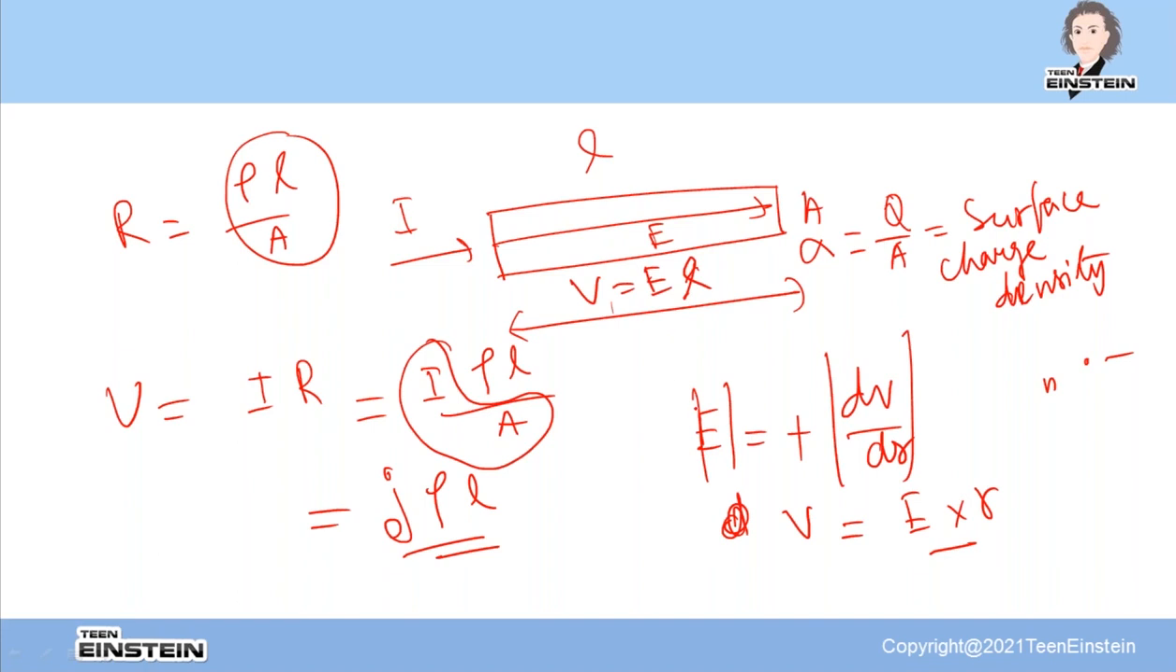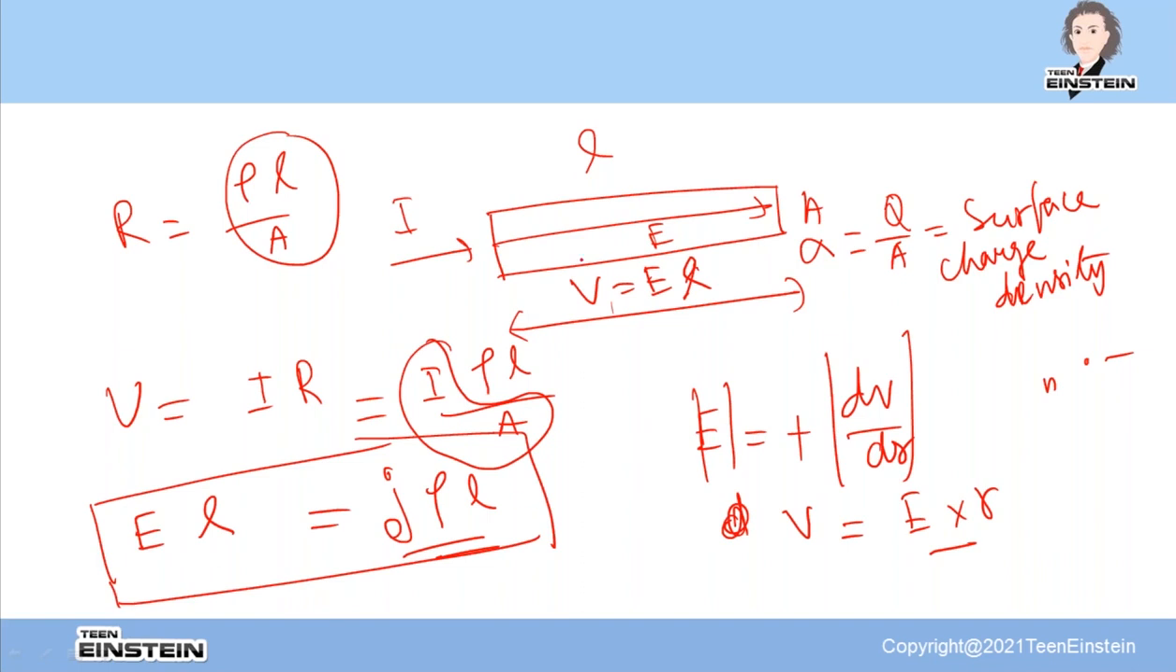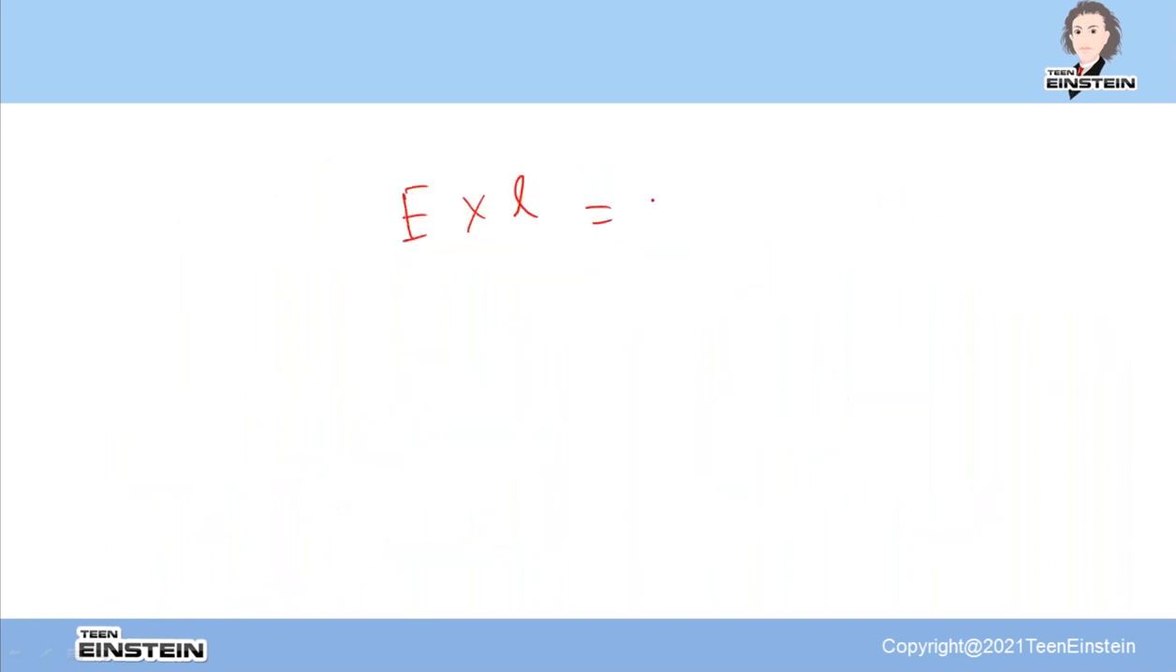So I can write E into L. This was the electric potential difference across this conductor, so E into L is equal to V. On the right hand side I have J rho L. I can strike out L from both sides, and what I can write is that current density J is equal to E by rho.